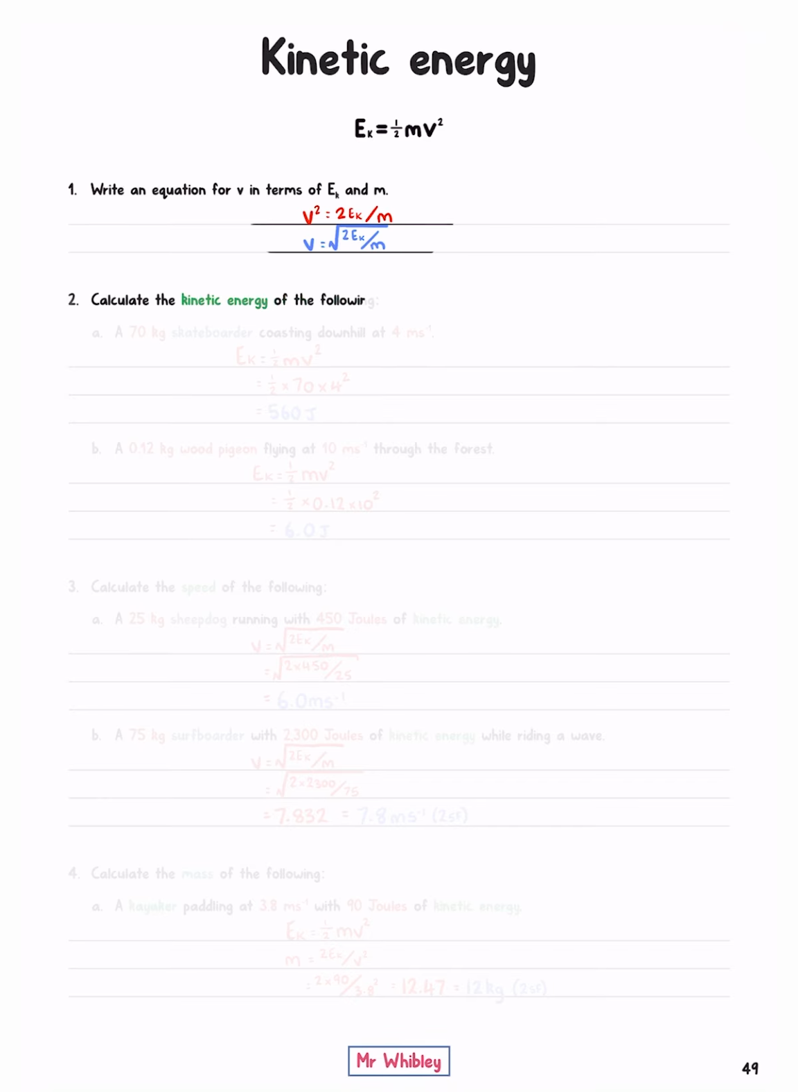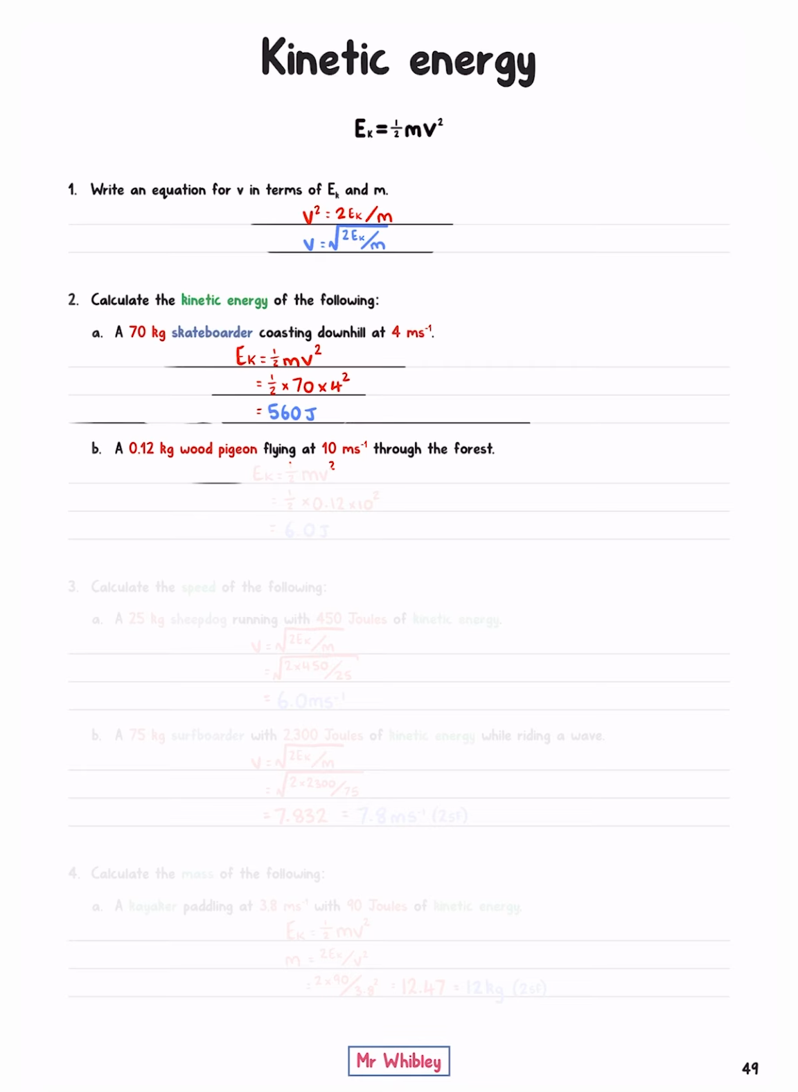Question 2. Calculate the kinetic energy of the following. A 70 kilogram skateboarder coasting downhill at 4 meters per second, taking our kinetic energy equation, putting in our mass and our velocity, gives me 560 joules. A 0.12 kilogram wood pigeon flying at 10 meters per second through the forest, once again taking our kinetic energy equation, putting in our numbers, gives me 6.0 joules.